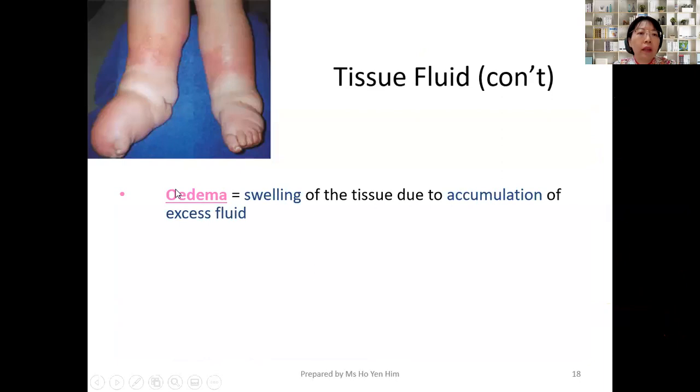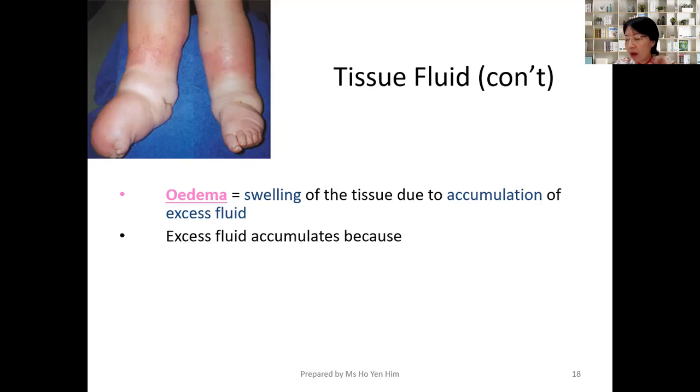Have you seen edema? That means the part of your body that becomes swollen. You know, sometimes you get an infection and then the part of infection becomes swollen. So that's called edema. Edema is a swelling of tissue due to accumulation of excess fluid.